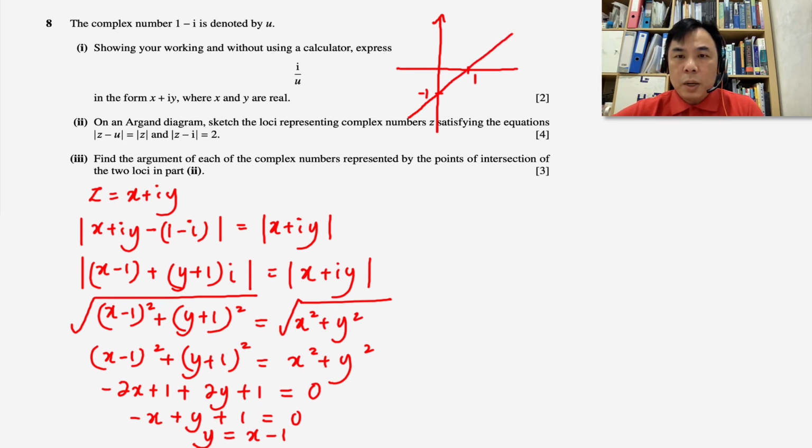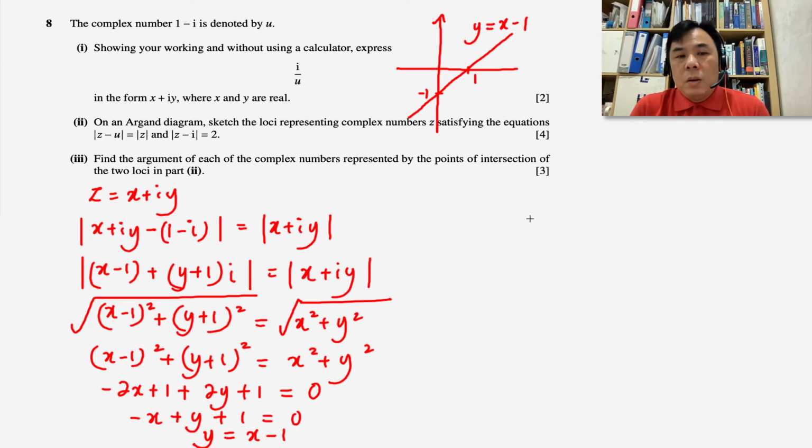Passes through a 1. It has a gradient of 1. You can see that very clearly. Okay, now that is y equal to x minus 1. And then we are done for the first loci.